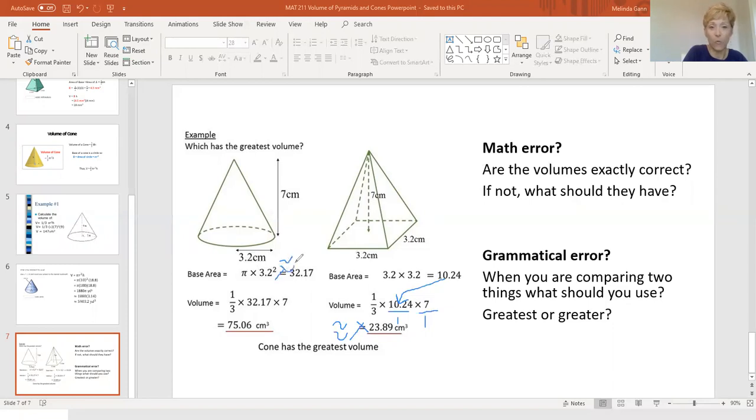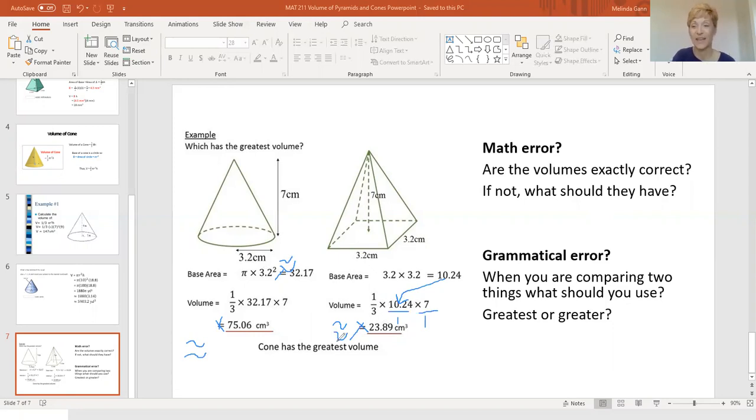And see, I don't know what they used for pi. Did they use 3.14, 3.14159? I don't know what they used. But if they round, anytime you round for me, you need to change that to approximately equal to. And that's going to be the problem here. I need to change to approximately equal to. So the math error in this is if you round something, you've got to change from equals to approximately equal to.